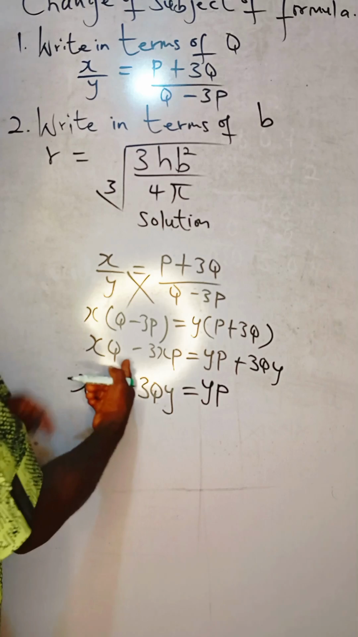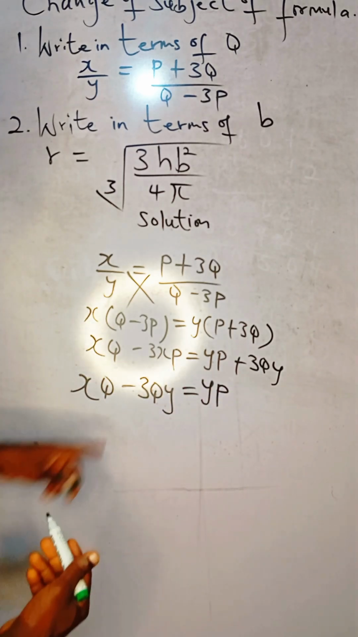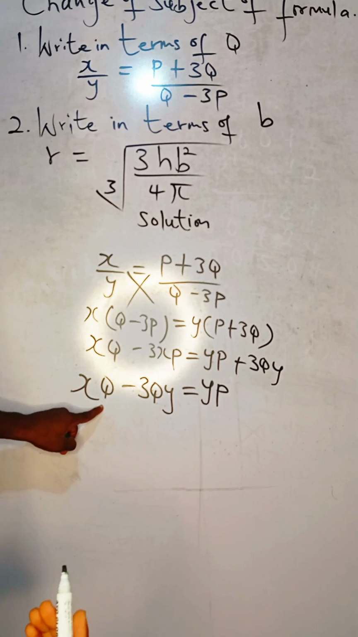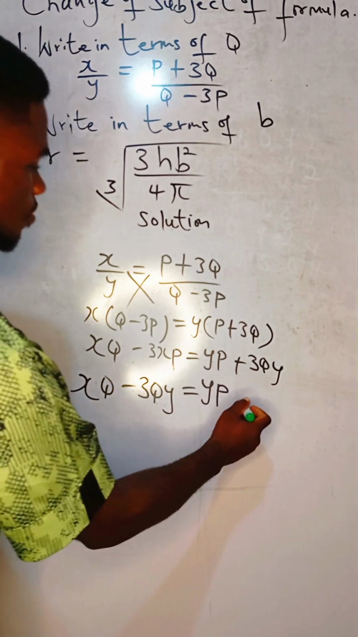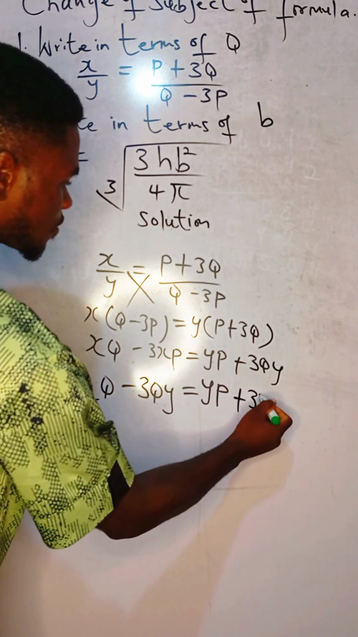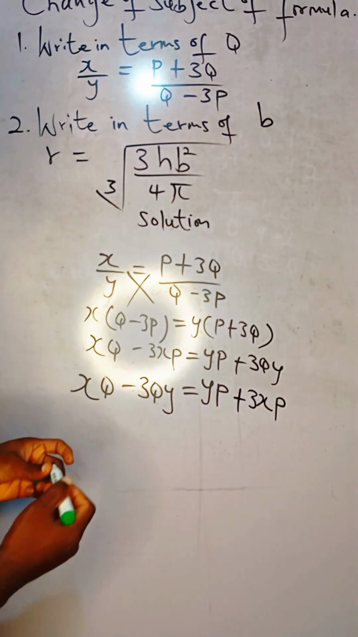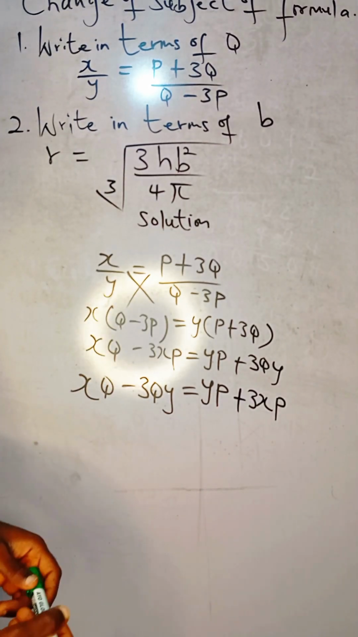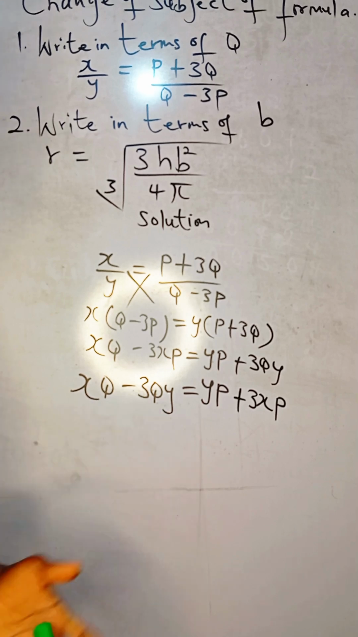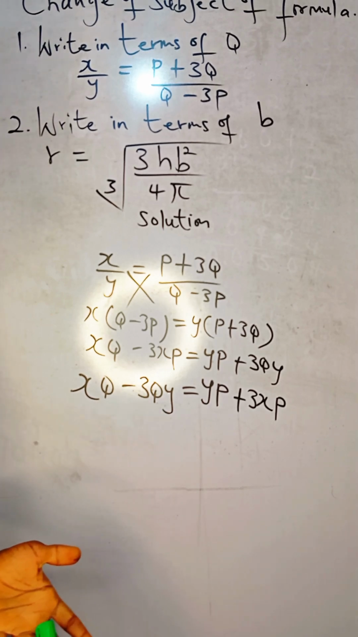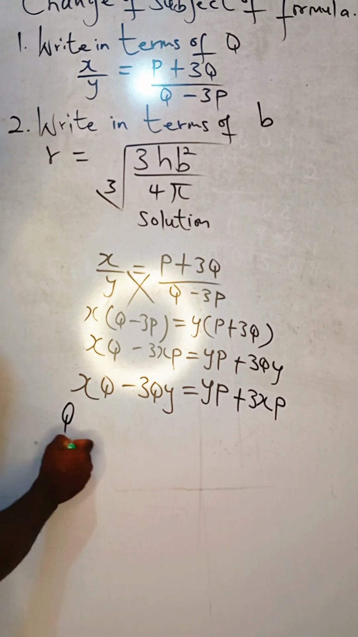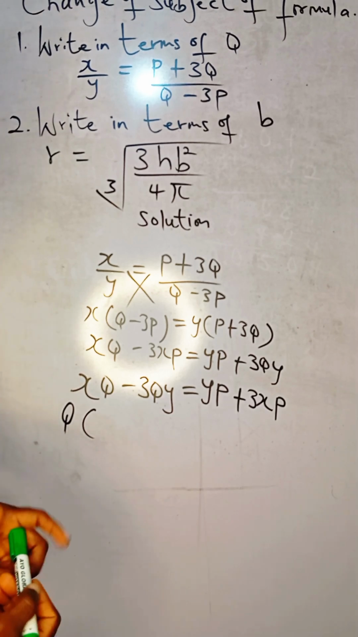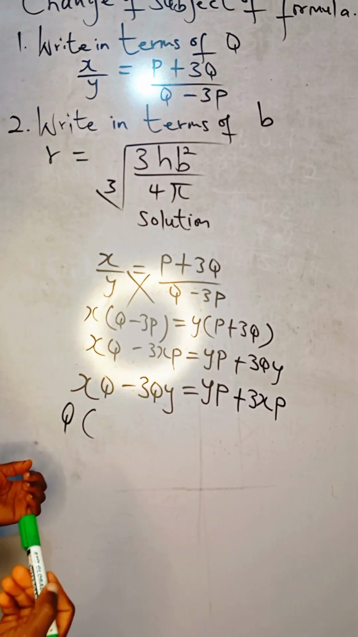Now this value is going to come to the right hand side because I don't need them. I'm watching my q that I need. So this minus 3xp is going to become plus 3xp to the right hand side. Since q is here and q is here, I can just say let me factor out. To factor out means to pick out what is common. Now q is common here, brackets. Once you are factoring out, you use a bracket to show that you are taking out what is common.